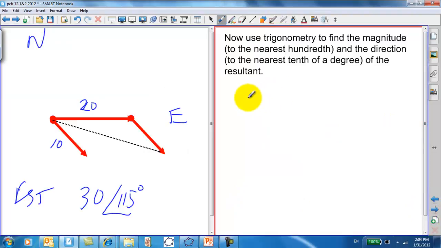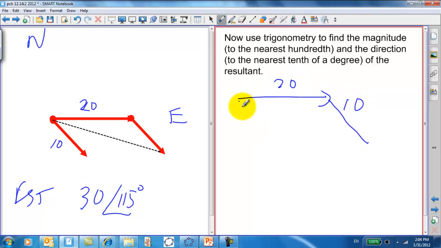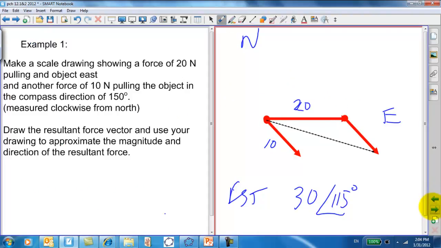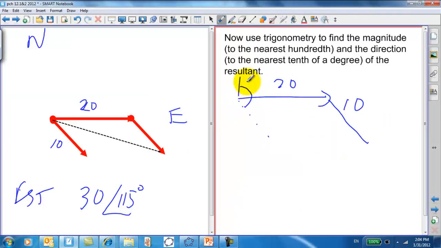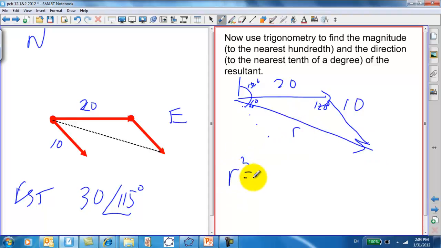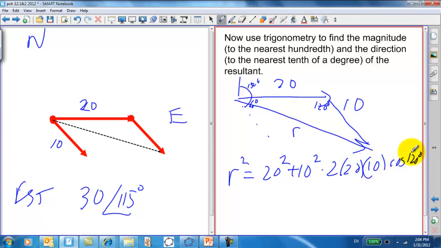Now we can use the trigonometry here. We're going 20 here, and then we're coming 10 down like this. And from the original diagram, this was 150, I believe, right? So that was 150. So this is 60 degrees beyond here. So there's a 120 degree angle. And so we can use the law of cosines here. Let's just call this R. R squared equals 20 squared plus 10 squared minus 2 times 20 times 10 times the cosine of 120 degrees. And crunch that all out. And you get 26.46. So our 30 was a little off.